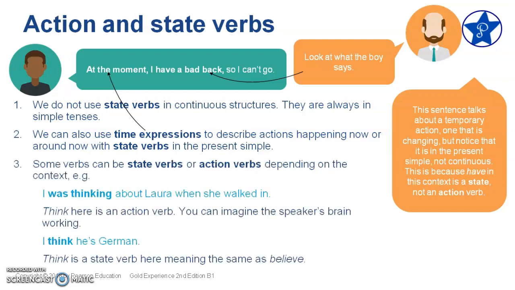Some verbs can be state verbs or action verbs, depending on the context. For example, I was thinking about Laura when she walked in. Think here is an action verb. You can imagine the speaker's brain working. However, I think he's German. In this case, think is a state verb, here meaning the same as believe.